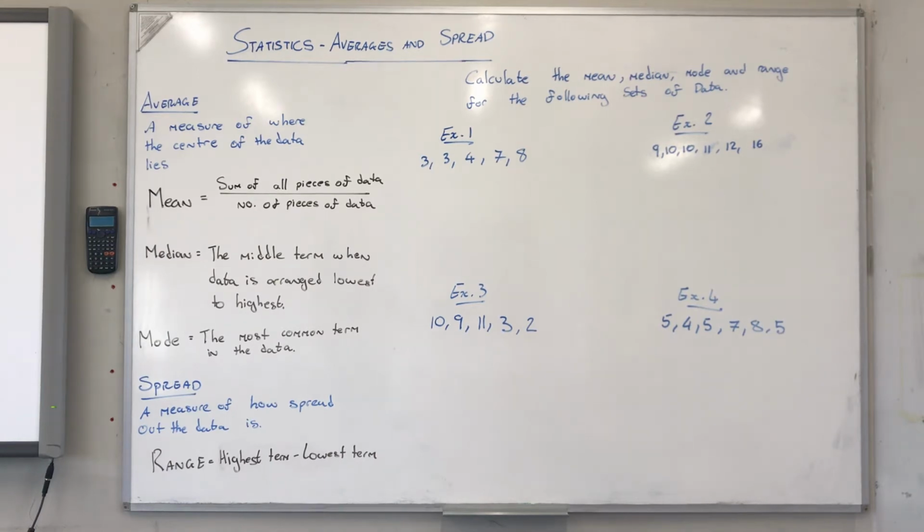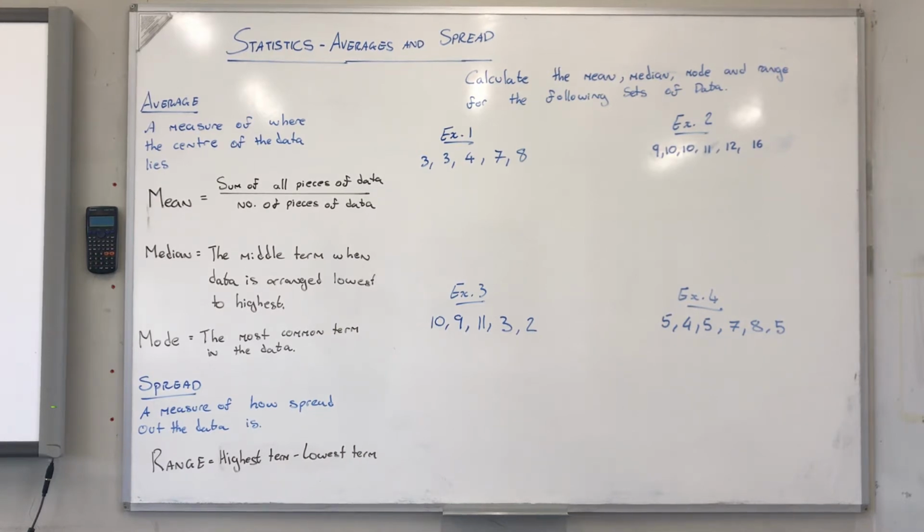The first one we're going to look at is mean, and the way we calculate the mean of a set of data is we calculate the sum of all pieces of data and divide it by the number of pieces of data. So in short, we add up all the bits of data and divide it by the number that there are. The median is the middle term when the data is arranged lowest to highest.